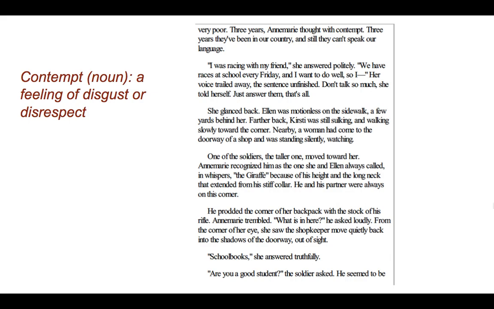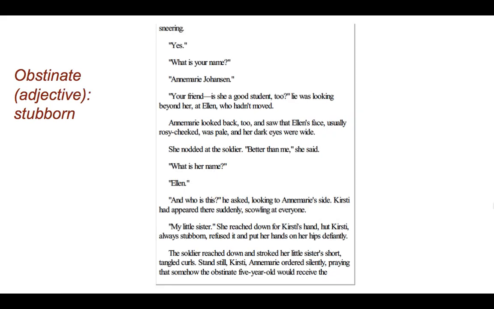Anne-Marie trembled. "What is in here?" he asked loudly. From the corner of her eye, she saw the shopkeeper move quietly back into the shadows of the doorway, out of sight. "School books," she answered truthfully. "Are you a good student?" the soldier asked. He seemed to be sneering. "Yes." "What is your name?" "Anne-Marie Johansson."